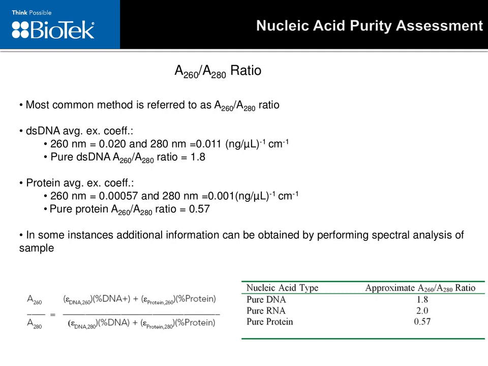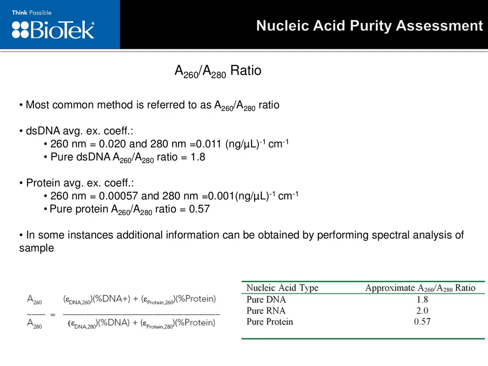Similarly, for proteins, the average extinction coefficient values at 260 and 280 are 0.0057 and 0.001 nanograms per microliter per centimeter, respectively. Thus, it's obvious that nucleic acid samples would be expected to have a higher absorbance at 260 than at 280, while for protein samples, the converse would be true.